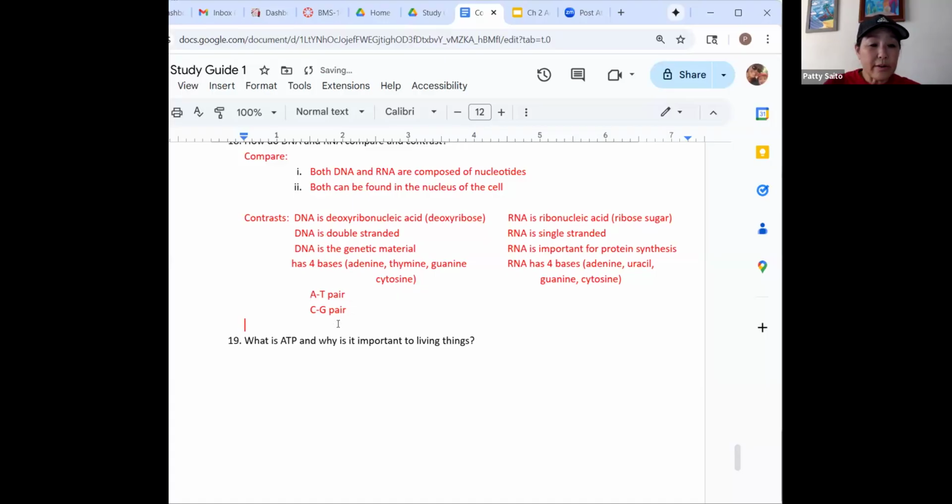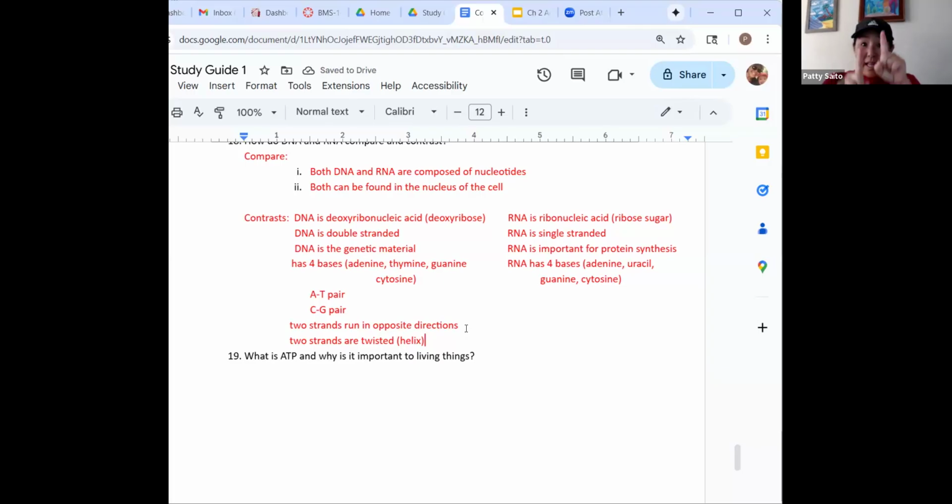What else do I want to say? I just want to add for DNA, the 2 strands run in opposite directions. Remember, I tried to draw that. And in DNA, this is only in DNA, not RNA, these 2 strands are twisted. So this is a helix shape. They call it a double helix, double because it's 2 strands of nucleotides, and a helix is when they're twisted. All right, the last question is about ATP.